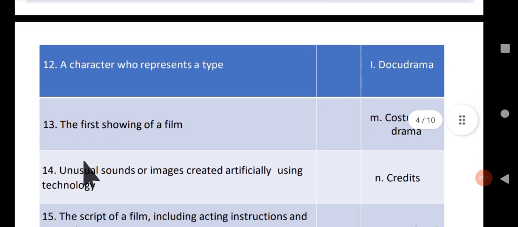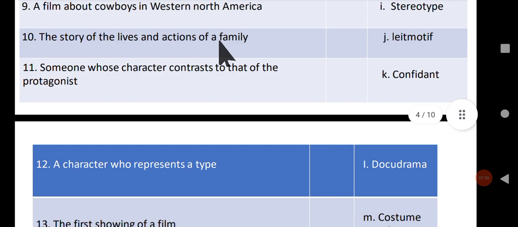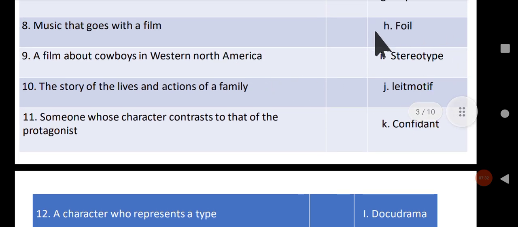Okay, next one, a character who represents a type, like one of the types of character. What is it called? One of the types of characteristic is called a stereotype. That is a type of character.